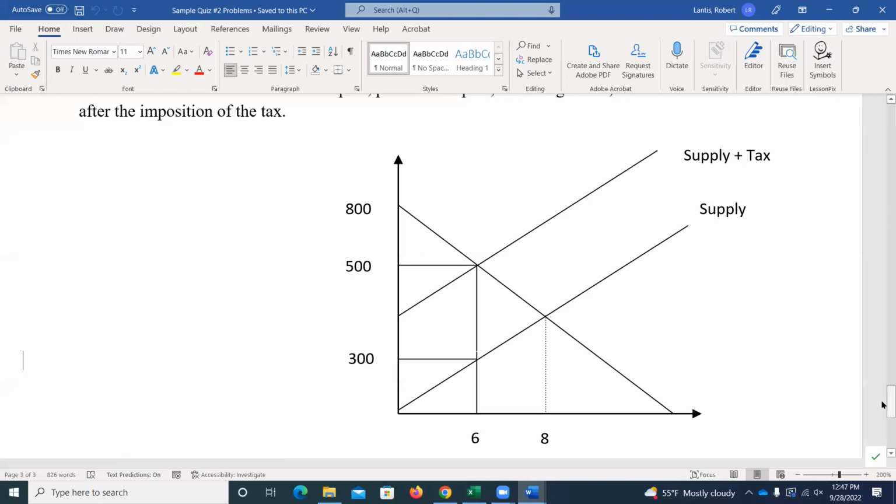So we look at the height of that triangle. Now we could use the numbers here. What I said with these tax examples, the height of that triangle will always be the value of the tax. And then the difference in quantity is how many fewer units we sold. So 8 minus 6, right? The base of that triangle is 2, and then times 1/2 for the triangle.